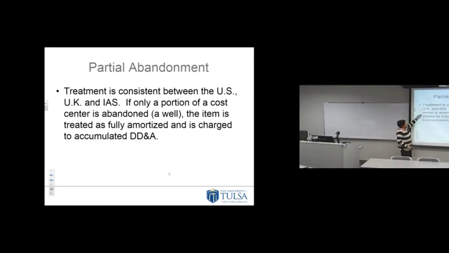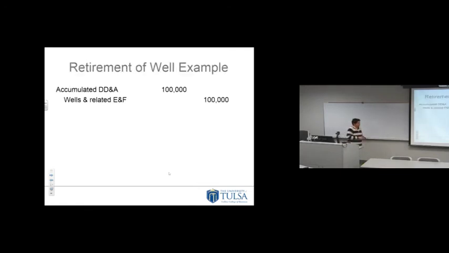Then only part of the field is abandoned, in this case a well. It's treated as fully amortized and charged to accumulated DD&A. Now, I've got an entry here, but we can look at what it is. Let's say I had a well that cost $100,000. That well is now being abandoned, but the field still has other wells. Then that well is going to come off of my assets. So my assets, wells, and equipment are going to be reduced by $100,000 because that well is being abandoned. It's being plugged. I'm going to take that well out of my assets.